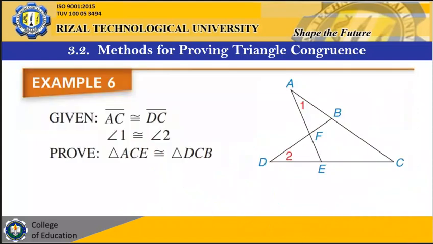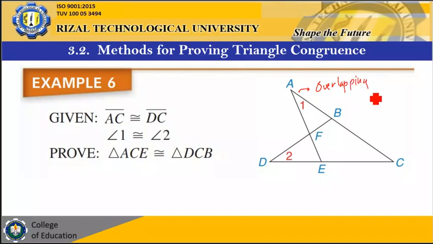Okay, so let's have another example. This time we already have our figure. So given that segment AC is congruent to segment BC and angle 1 is congruent to angle 2, let's prove that triangle ACE is congruent to triangle DCB. Okay, and what we have here is an example of overlapping triangles.